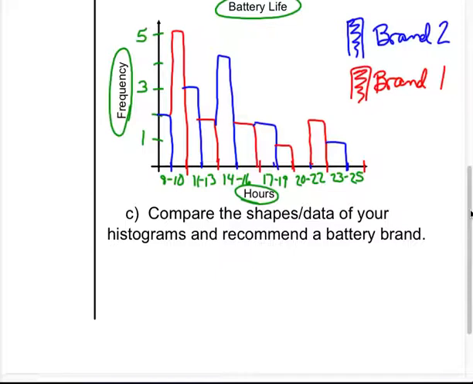So as I look through my red bars, my highest red bar is in the lowest grouping, 8 to 10 hours of battery life. And then my blue bar has the highest bar from 14 to 16 hours. So just kind of looking at the mode, or where the majority of the batteries have their longest life, I would probably recommend brand 2.